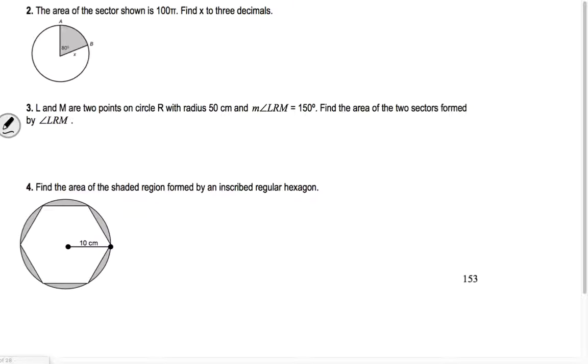It says, find the area of the shaded region formed by an inscribed regular hexagon. Okay, so this is a little bit tricky. If I'm finding the area of the shaded region, I need to first find the area of the circle, and then I need to subtract out the area of the hexagon. Do you guys see how we're subtracting that out?